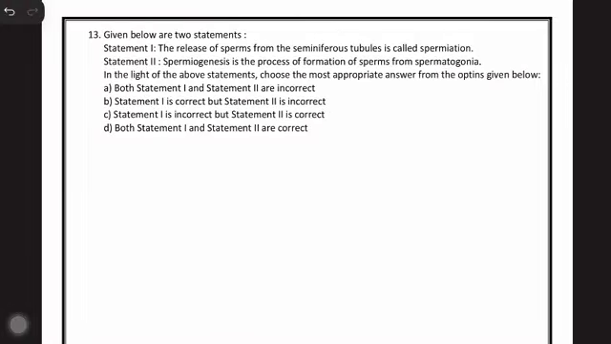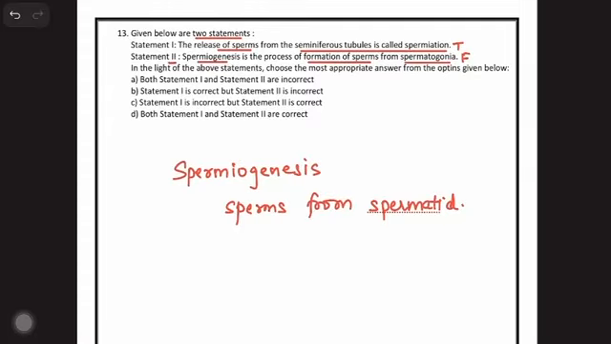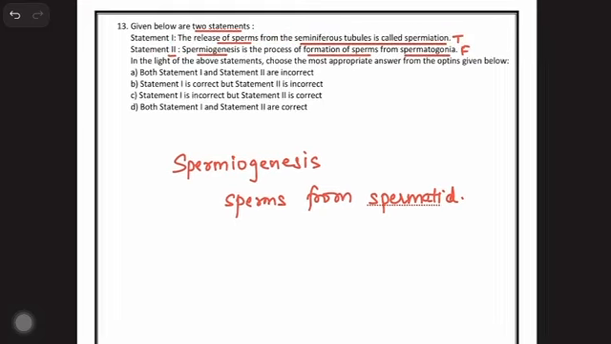Going to the 13th question. Given below are two statements. Statement 1, the release of sperms from seminiferous tubule is called spermiation. This is correct. Statement 2 says spermiogenesis is the process of formation of sperms. So far it is correct from spermatogonia. This is false. Spermiogenesis is formation of sperms from spermatid. So students, we select an option which says statement 1 is true and statement 2 is false. So the answer is option B, statement 1 correct, 2 incorrect.